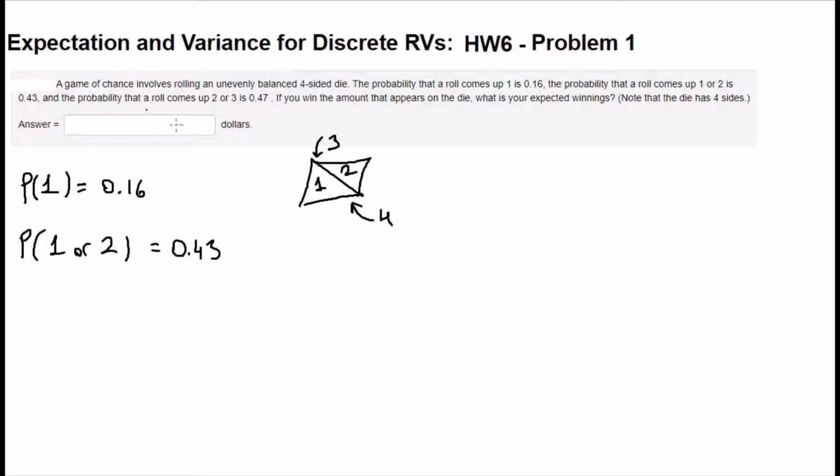And the probability that a roll comes up 2 or 3 is 0.47. If you win the amount that appears on the die, what is your expected winnings? So we're going to compute the expectation of this event.